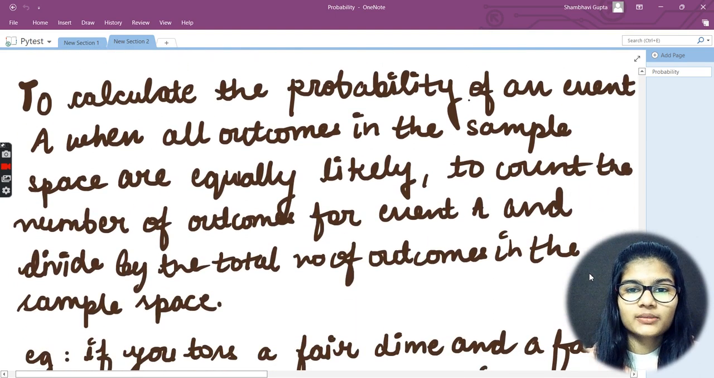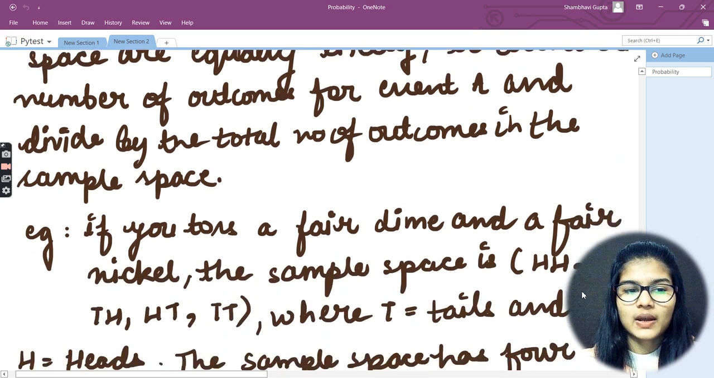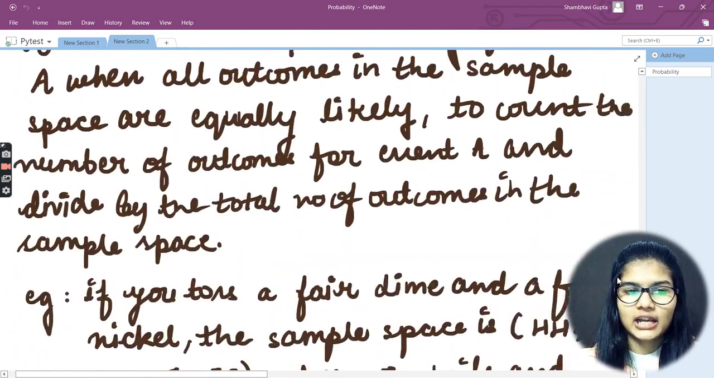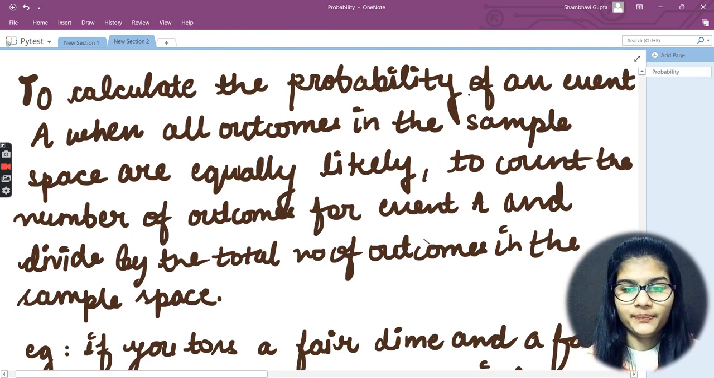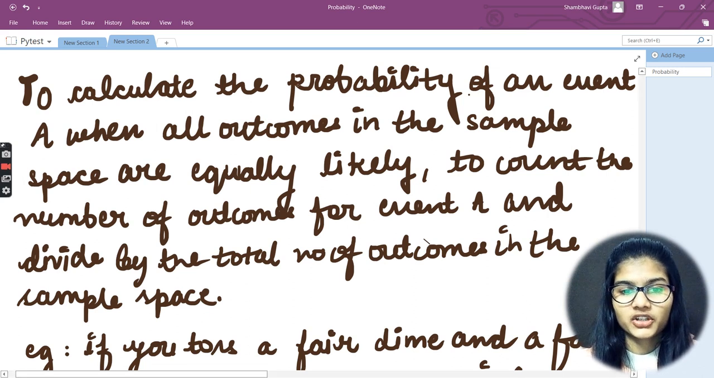Okay. So to calculate the probability of an event A when all outcomes in the sample space are equally likely, count the number of outcomes for event A and divide by the total number of outcomes in that sample space, right? And for that, we saw an example of how we compute the probability of an event when the outcomes in the sample space are equally likely. Right, so I hope I am pretty clear with this particular question, that is, how to solve a problem. That was a quick, very easy problem. I hope that's pretty clear.